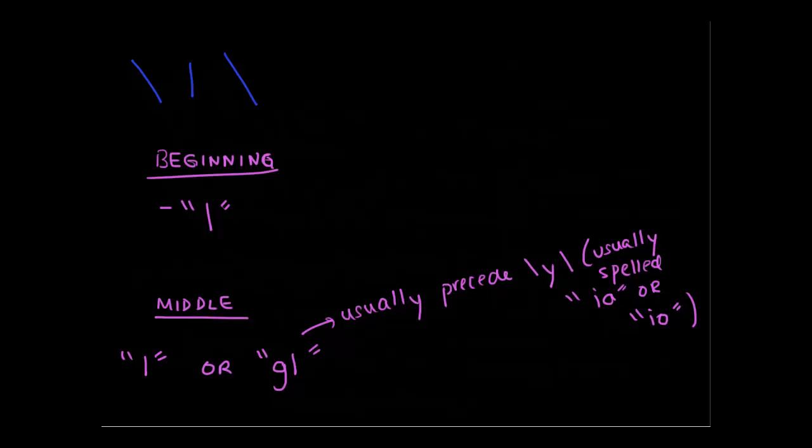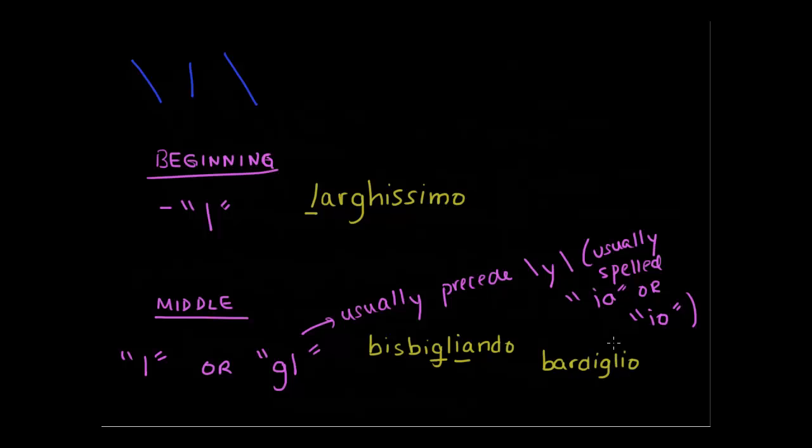With L at the beginning, there's a lot of words starting with L. An example is larghissimo. It's always going to be L at the beginning for the la sound, always. In the middle, GL is usually going to precede the Y sound, like bisbigliando. See, there's that IA. It makes the Y sound, and that's why we have a GL. And also bargiglio. We have a ya sound there, and that's why we have I-O, and that's why we have GL before that. So GL is going to be before the ya.